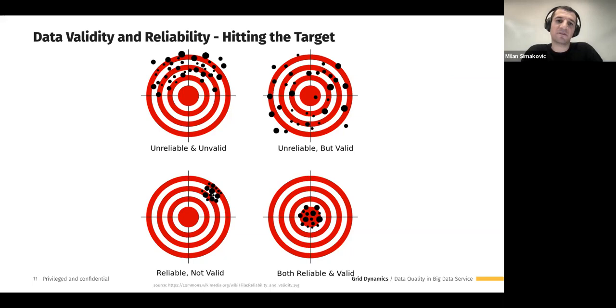In the bottom left corner, you can see that the hits are grouped into one point, but they are not hitting the target. So we have a reliable data set, but invalid. The bottom right shows both a reliable and valid data set. So companies are somewhere between the first three targets, and the end goal is to make the data high quality as shown in the last target.